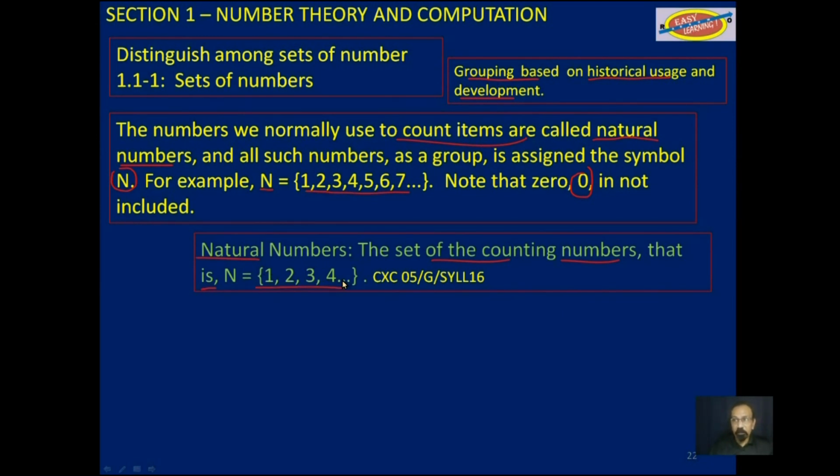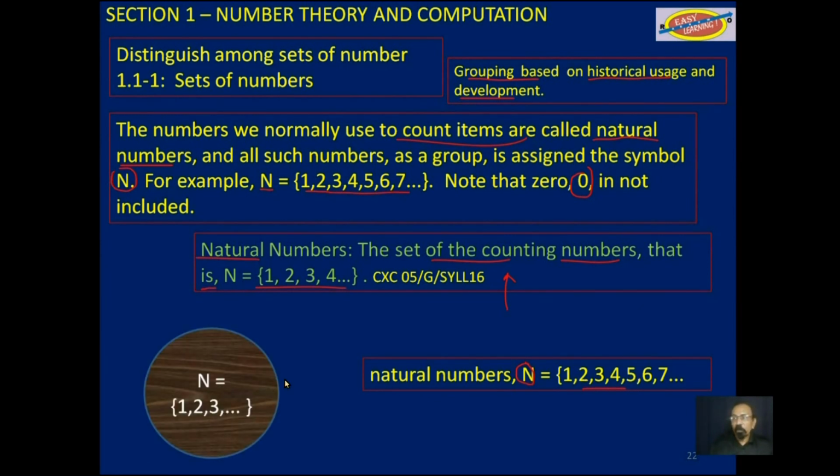That is from your syllabus. If you need to learn a definition for natural numbers, please learn this definition. So the natural numbers, N, are the counting numbers, the set of numbers that were discovered and used. We could put it in a little circle like that. N, set of natural numbers.